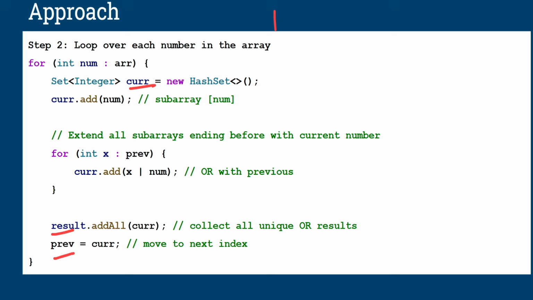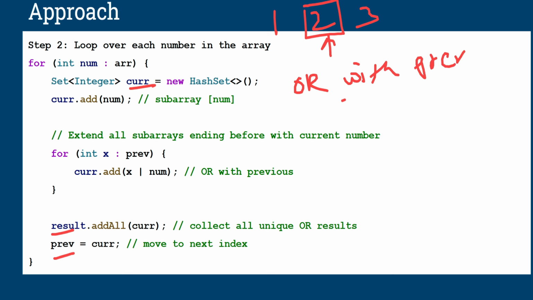Now we'll move to the 2, right? So current is at 2. Now we'll do the OR with the previous. Previous is 1, and current we have is 2.